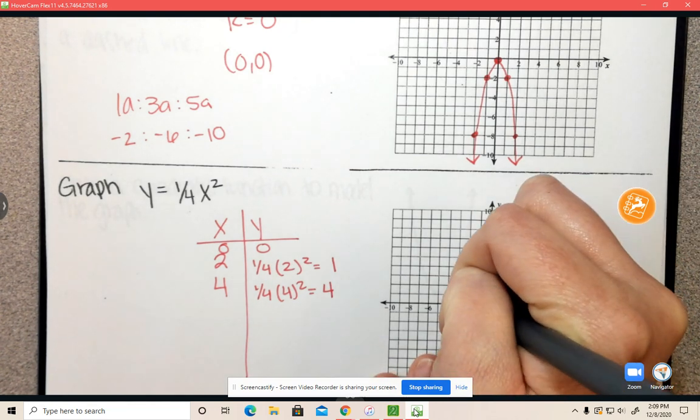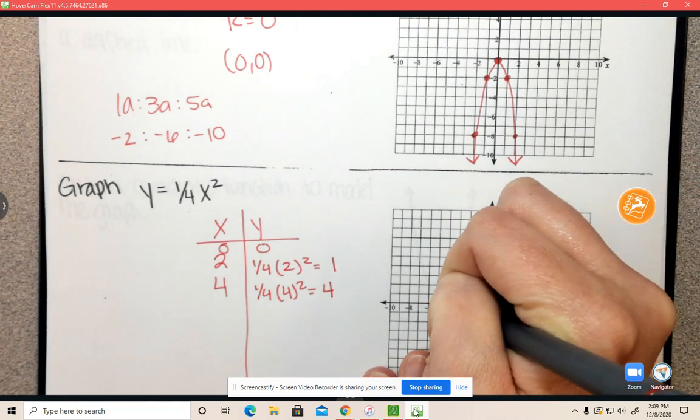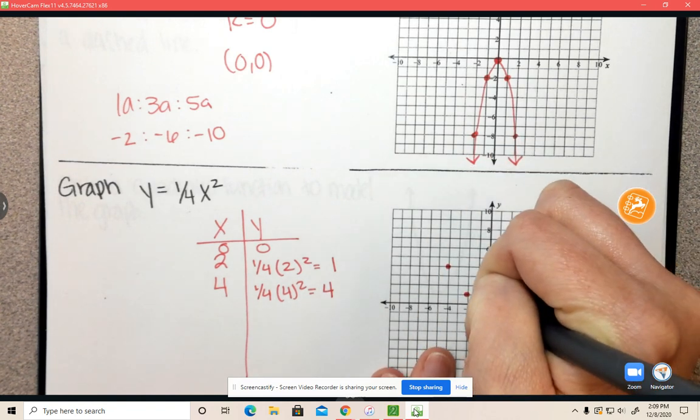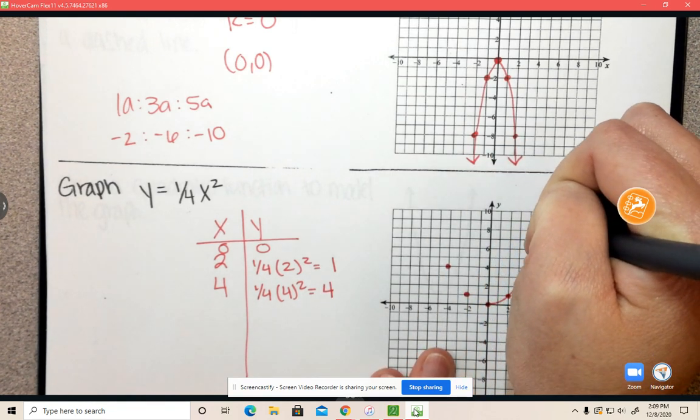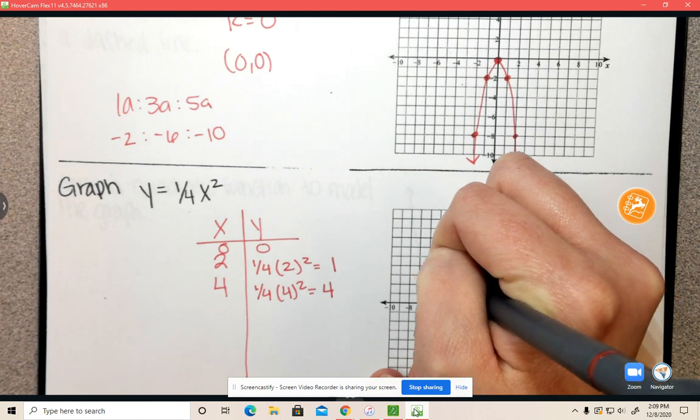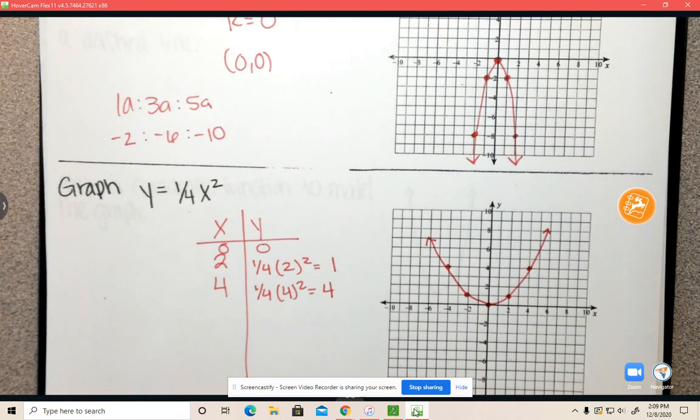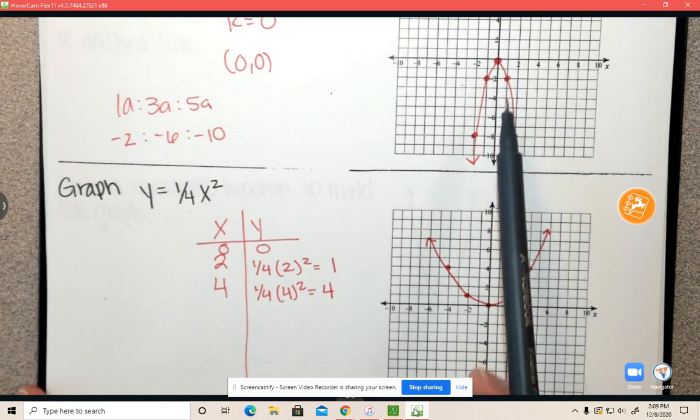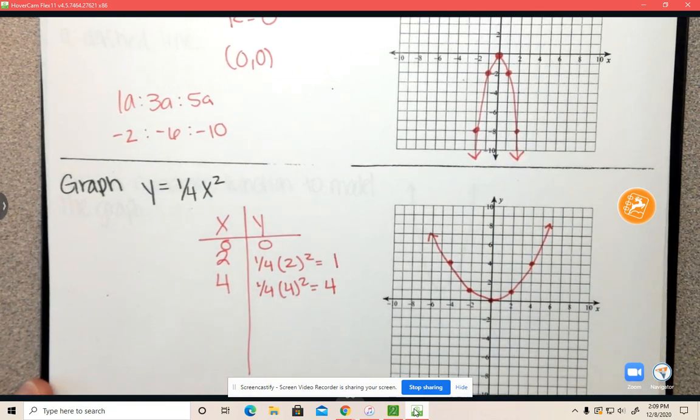All right, we can mirror to the other side. And you'll notice that this time our U is definitely flatter or fatter. Okay, so that's the difference. And we talked about that. If there's a whole number, it's skinnier. If there's a fraction, it's fatter.